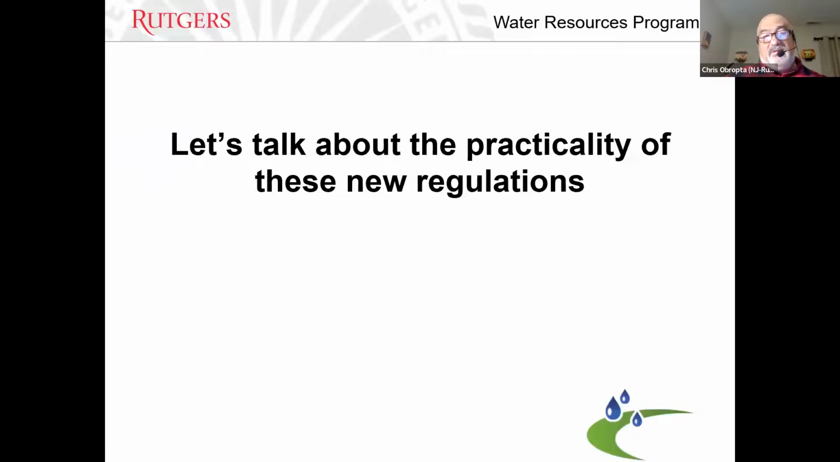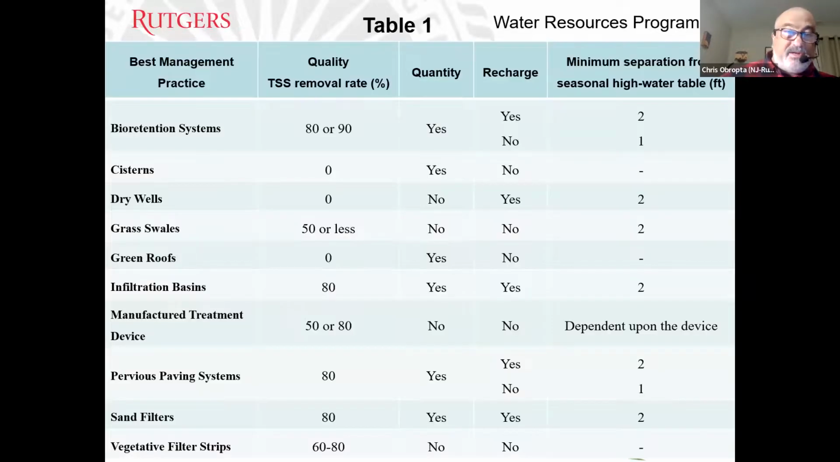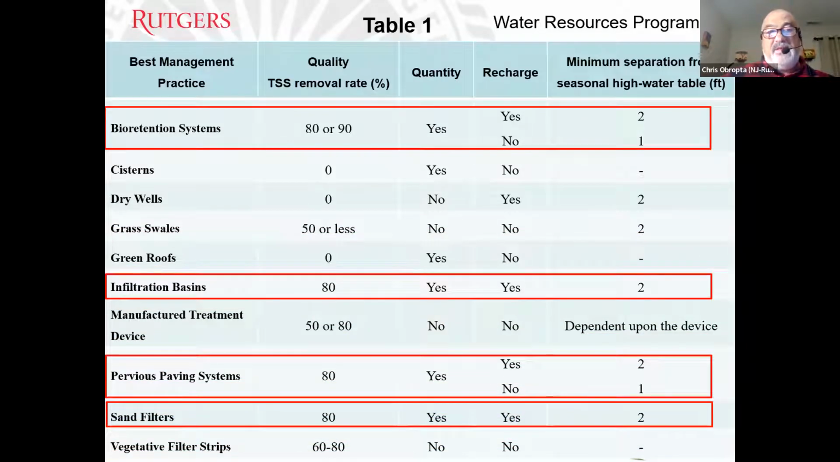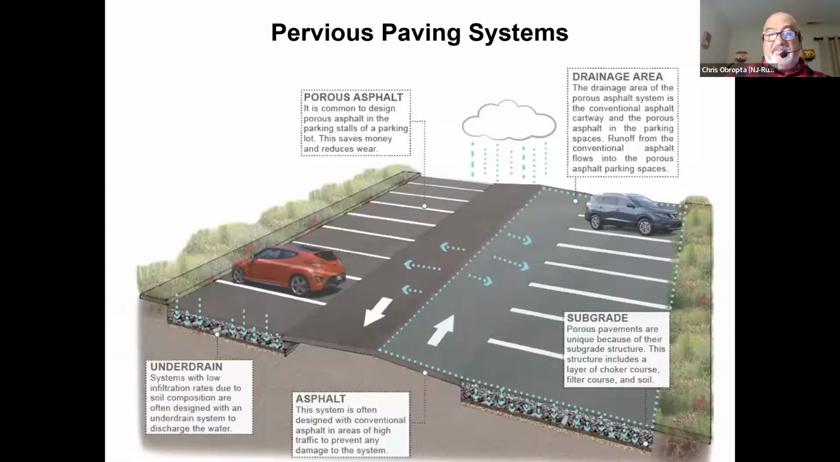Okay, so let's talk about the practicality of this. When we look at this great table, lots of cool stuff in here, but there's only really 4 of these that you can use to satisfy all 3 requirements. The bioretention system, the infiltration basin, the pervious paving systems, and the sand filters. Pervious paving systems, very simple. It's either porous asphalt, pervious concrete, maybe interlocking pavers, grass pavers, and you have a big stone layer underneath. Water can go through the surface, goes into the stone, and slowly percolates into the ground.